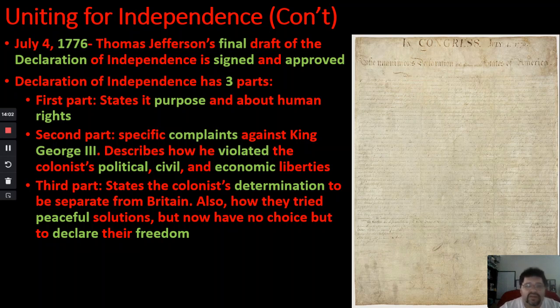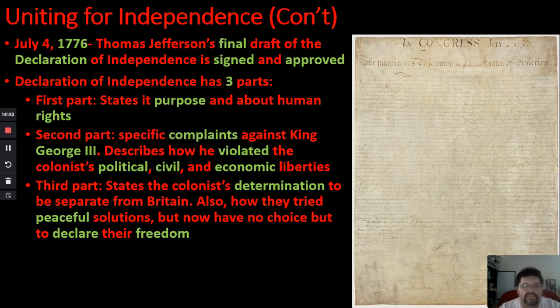Okay. The Declaration of Independence is broken down into three parts. The first part states its purpose and talks about human rights. What is this Declaration of Independence about? It talks about human rights and what we all deserve as people here on this earth. The second part was basically complaining about King George III, describing how he violated the colonists' political freedoms, civil freedoms, and economic freedom, with all these taxes and acts and things like that.